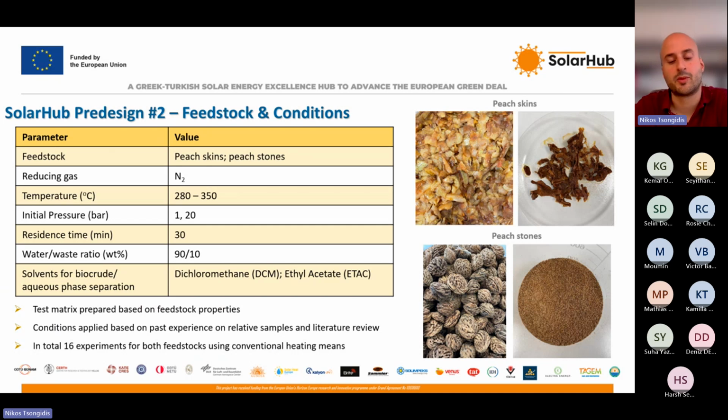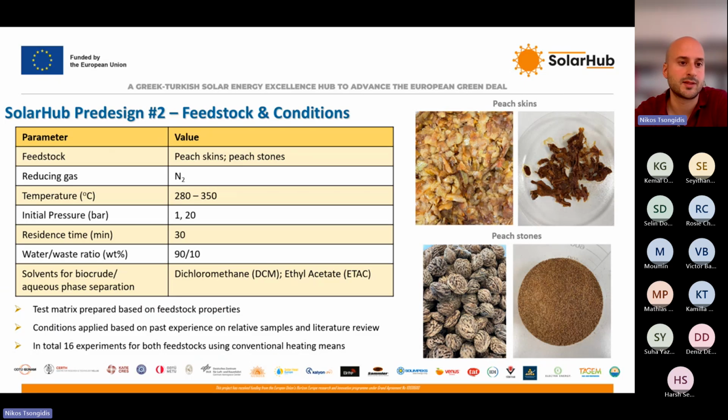In fact, they are treating peats, and the waste that they obtain are either pit skins or pit stones. So in our case, we have tested both pit skins and pit stones. The idea is to make it as simple as possible, as already stressed.